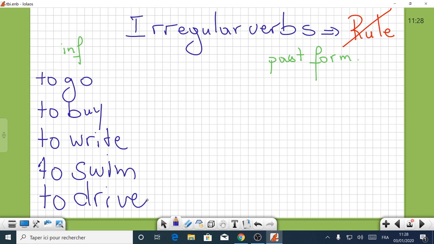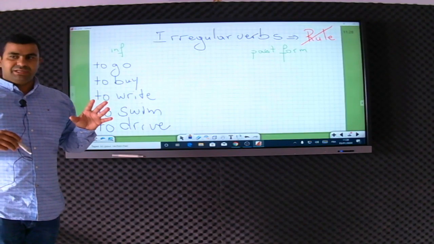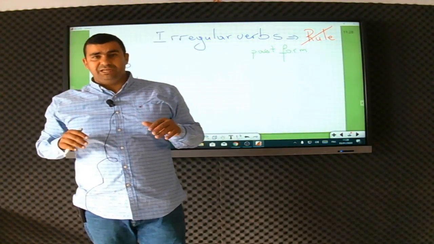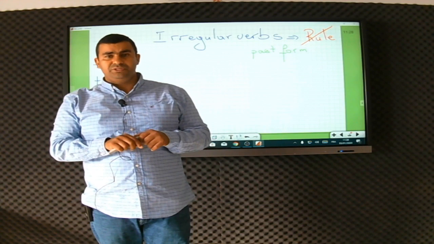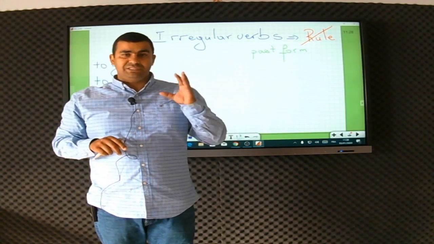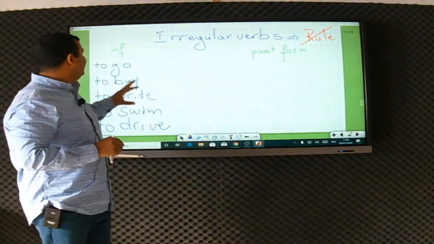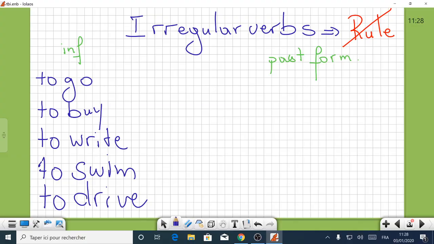So when we talk about irregular verbs in English, of course, I'm talking just about today's lesson. We don't have irregular verbs in other tenses. We just have irregular verbs when we talk about the past simple. That's why I gave you these examples, and we will work on them. So this is the infinitive and this is the past form.